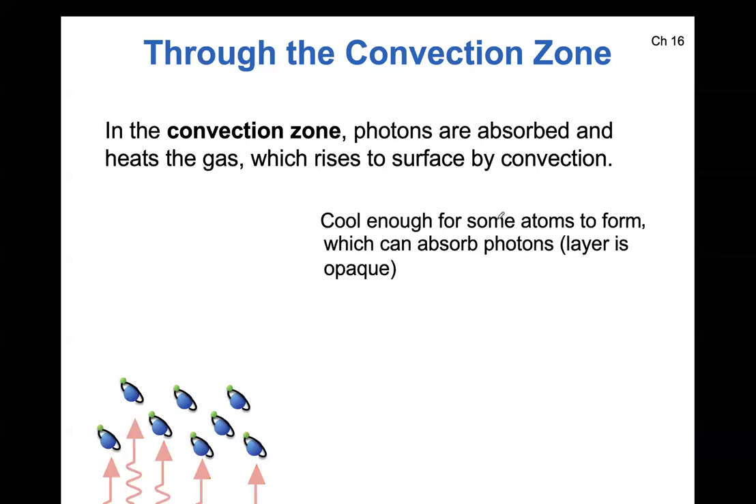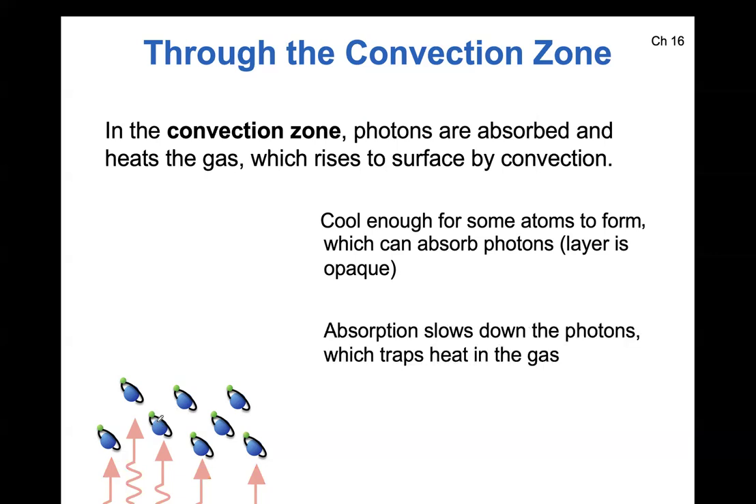At the surface, it's cool enough for some atoms to form, which can absorb the photons. So we actually have some absorption, and we say cool enough, so we have a state that is not a pure plasma. So you see that electron? That would be kind of going to an atomic rather than just nuclear state. Those terms get used that way sometimes, where atomic means non-ionized, nuclear means fully ionized.